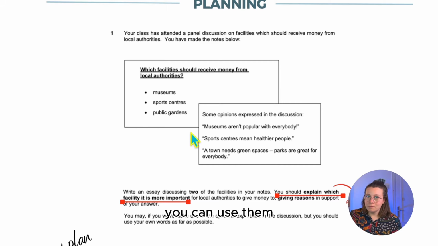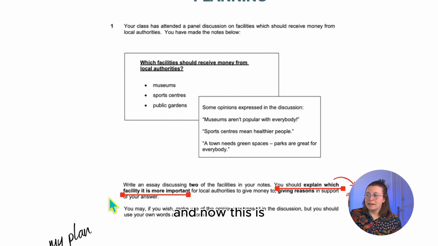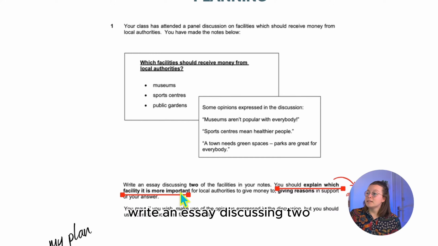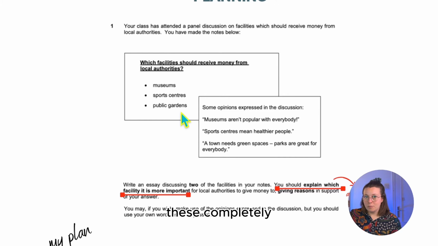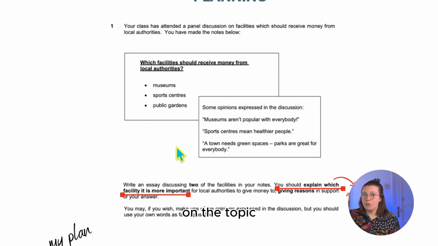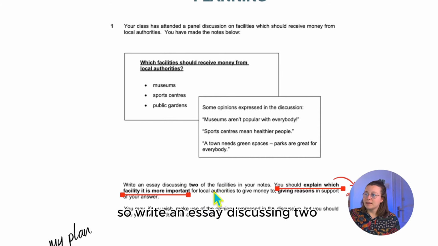You can use them, you don't have to. And now this is the part we need to pay attention to the most. Write an essay discussing 2 of the facilities in your notes. So you're going to ignore one of these completely. I recommend choosing the 2 subtopics that you feel most comfortable talking about, maybe the ones that you know more vocabulary on, so you can write more proficiently on the topic. So, write an essay discussing 2 of the facilities in your notes.